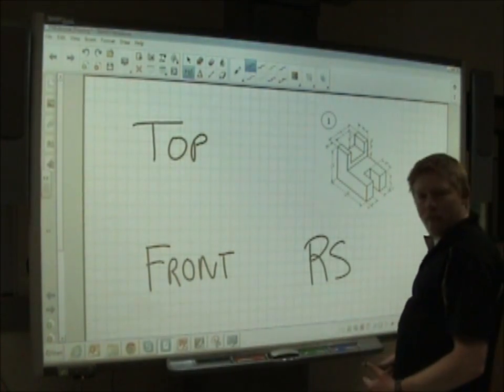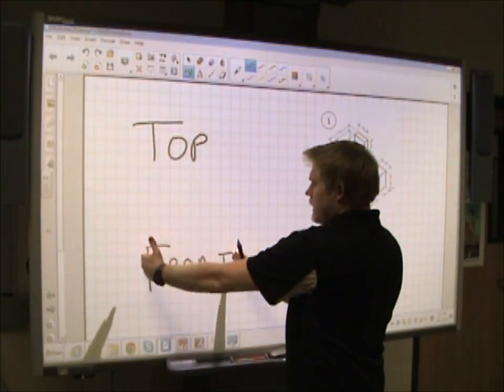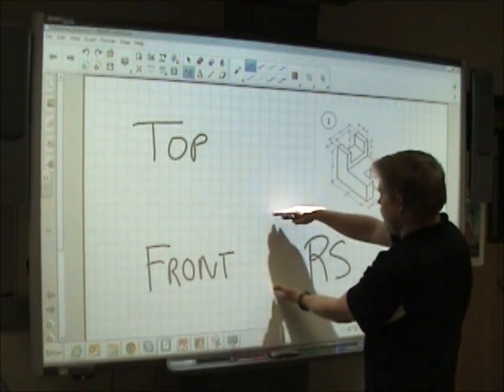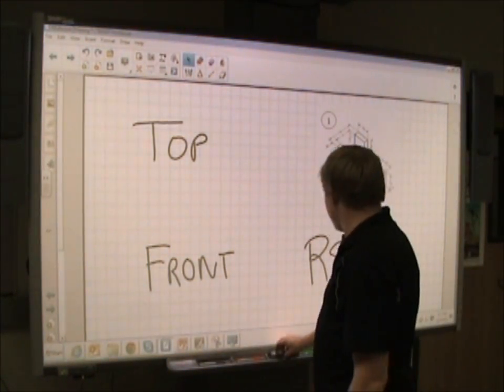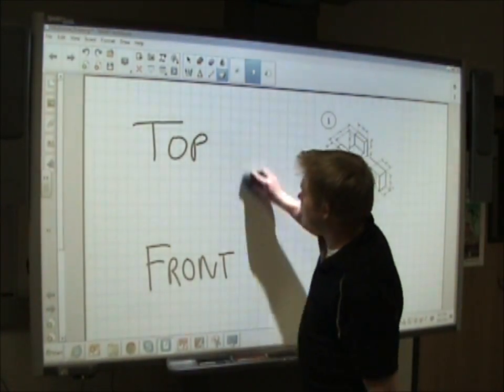Now, something to keep in mind, if this object is right here, the top view has to be perfectly aligned with the front view. And the same thing, the front view has to be perfectly aligned with the right side view. So let's go ahead and see how this is going to work in a multi-view drawing.